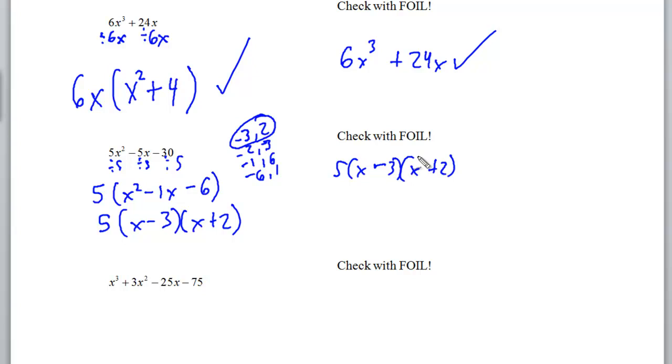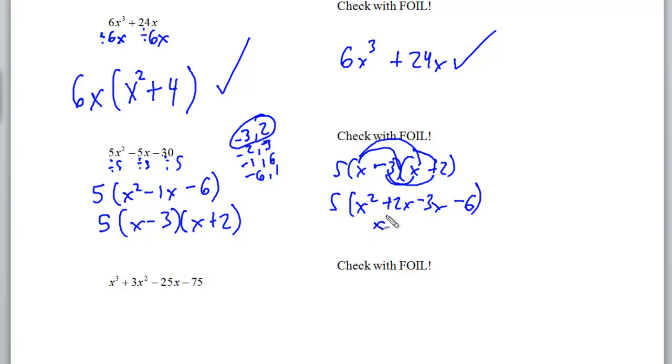So let's do our FOIL in the middle here. x times x is x squared, x times 2 is 2x, and this is -3x in the middle, and this is -6 at the end. The 5 is still on the outside waiting to get used here.